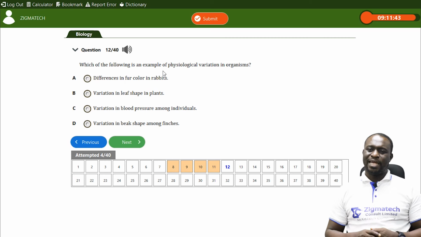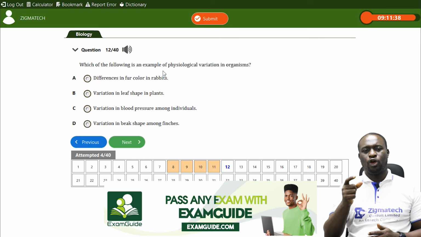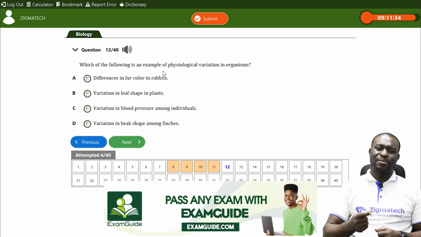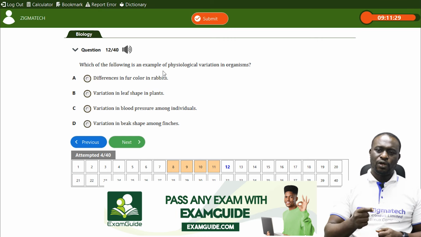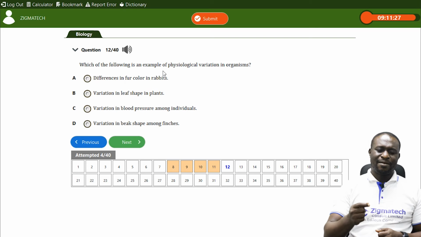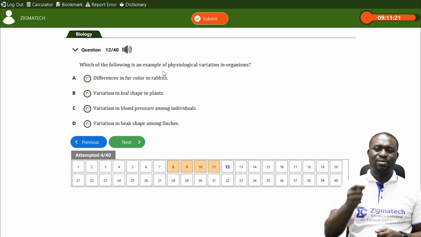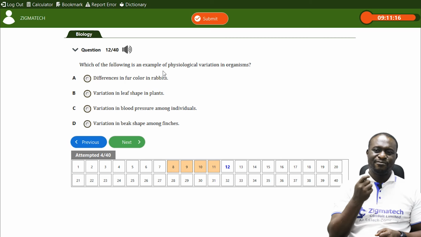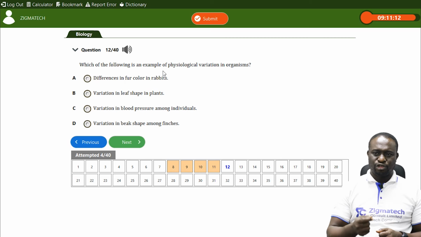Now, take a look at A. Option A says differences in fur color. That is the hair color in a rabbit. Now, color is something that is external. It's an external feature. So option A is an example of a morphological variation. Option B says variation in leaf shape in plants. The shape of the leaf is also an external feature. So it is an example of a morphological variation.